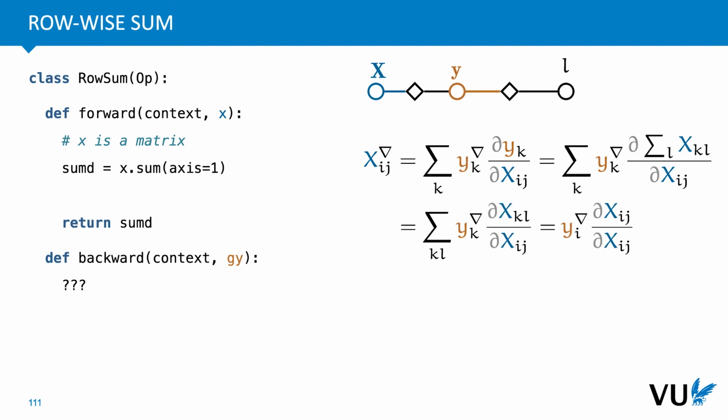We can work this sum over L out in front so that we get a sum over k and L, and then we see that we have a factor here that is non-zero only when k is equal to I and L is equal to j.